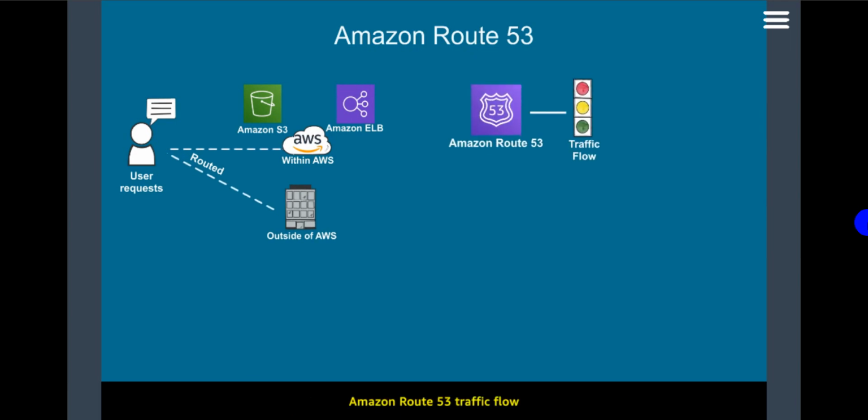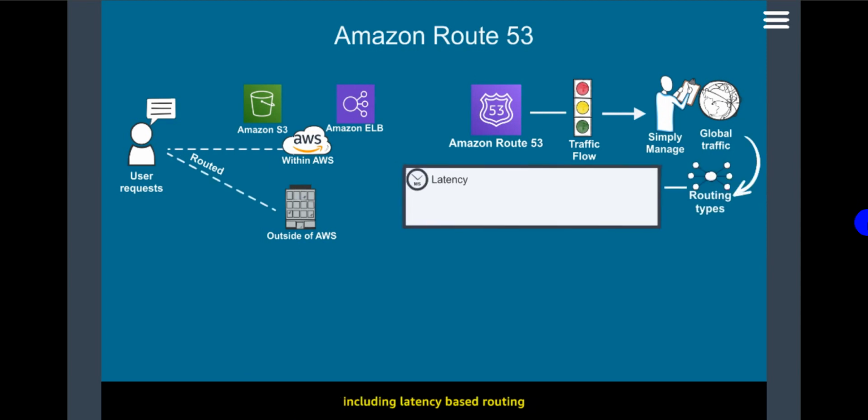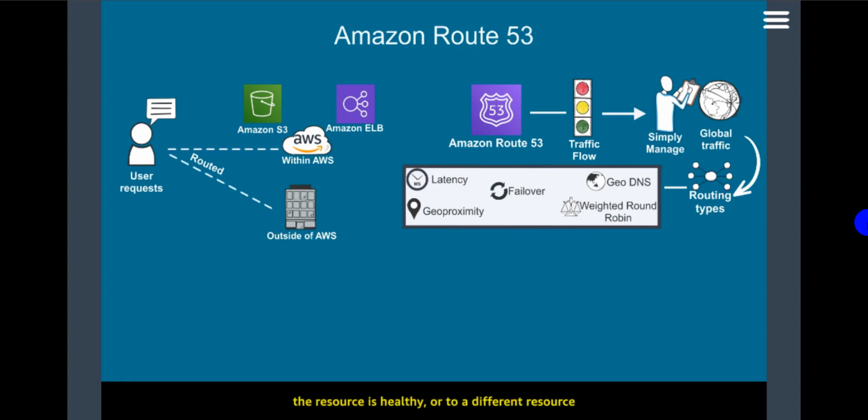Amazon Route 53 traffic flow simplifies traffic management globally through a variety of routing types, including latency-based routing that routes users to the AWS region that provides the lowest possible latency, GeoDNS routing that routes users to a particular endpoint that you specify based on the end user's geographic location, geo-proximity routing that routes traffic to your resources based on the geographic location of your users and your resources, weighted round-robin routing that specifies the frequency with which different DNS responses are returned to end users, and failover routing that lets you route traffic to a resource when the resource is healthy, or to a different resource when the first resource is unhealthy.